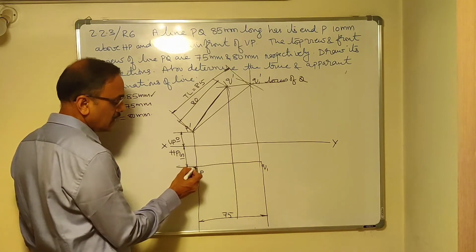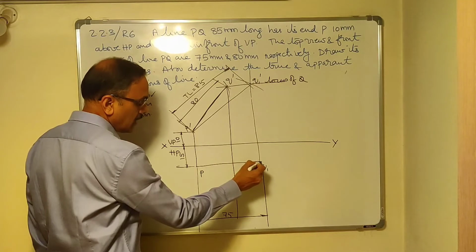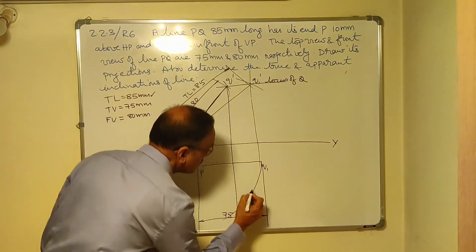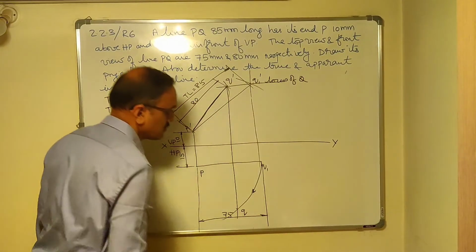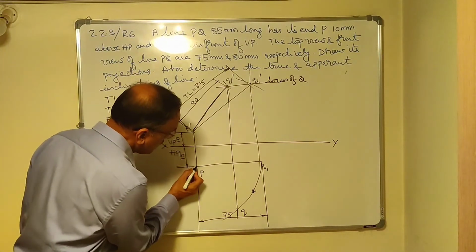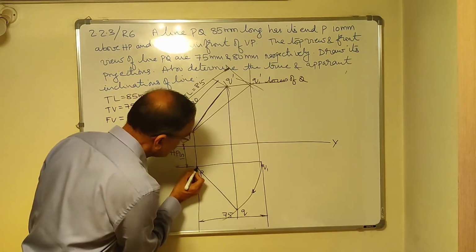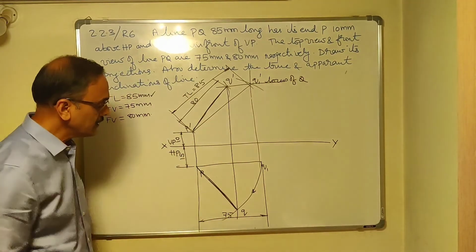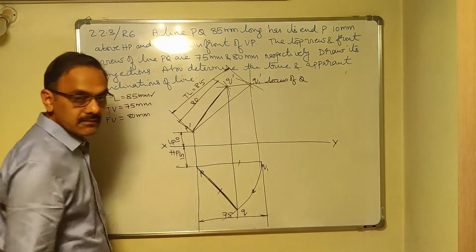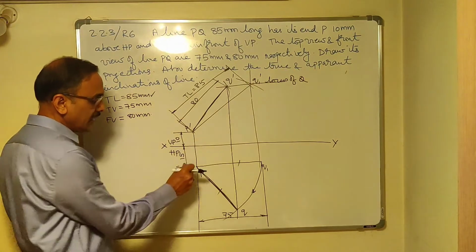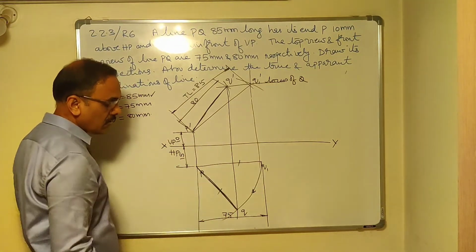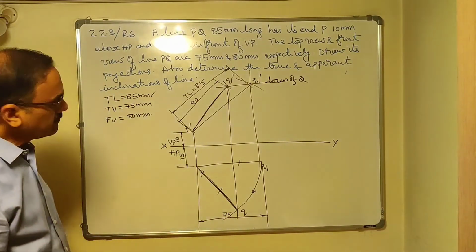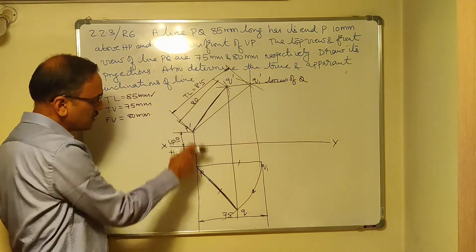So take P as center, PQ1 as radius, draw an arc to cut this. This is Q. This is the direction. So connect P with Q, that becomes the position of the top view. Should be dark. This length and this length are equal. You are using compass. P as center, PQ1 as radius. You have drawn an arc to cut this projector. That's where you get Q. So these are the projections of PQ.